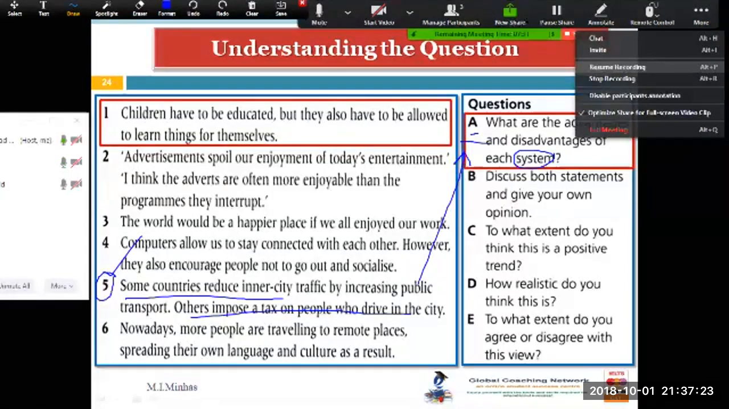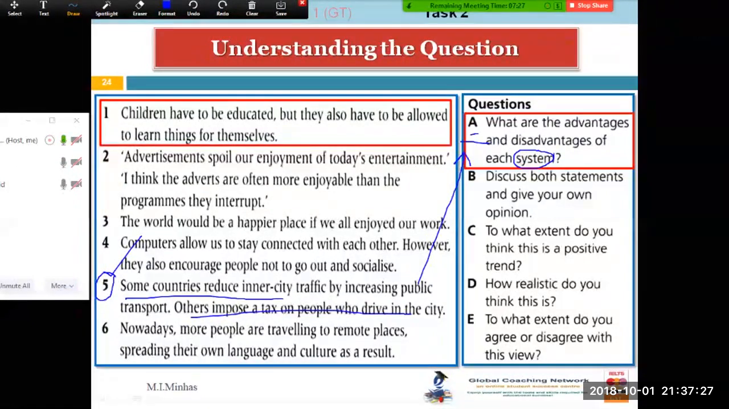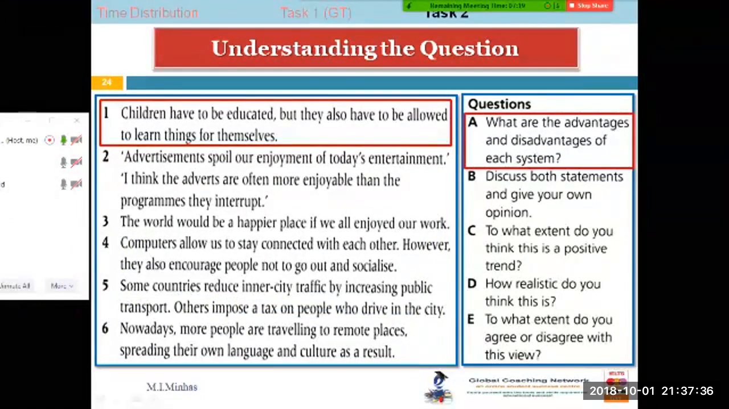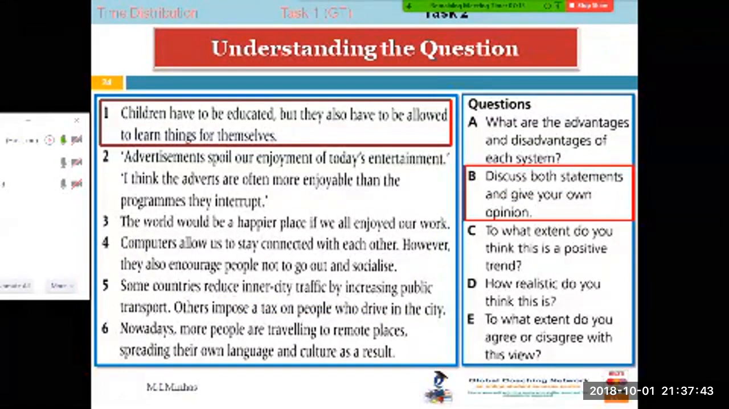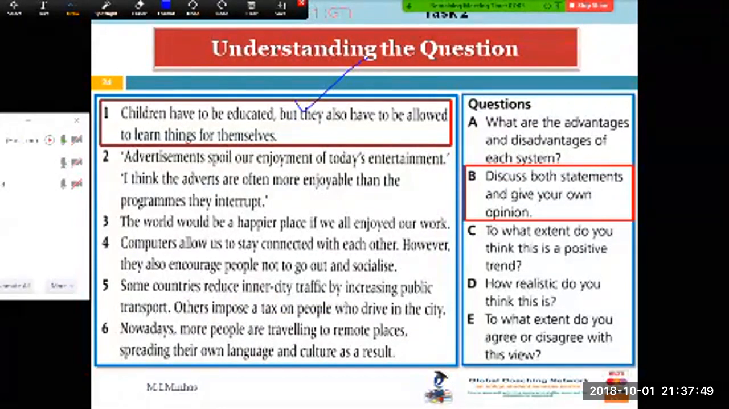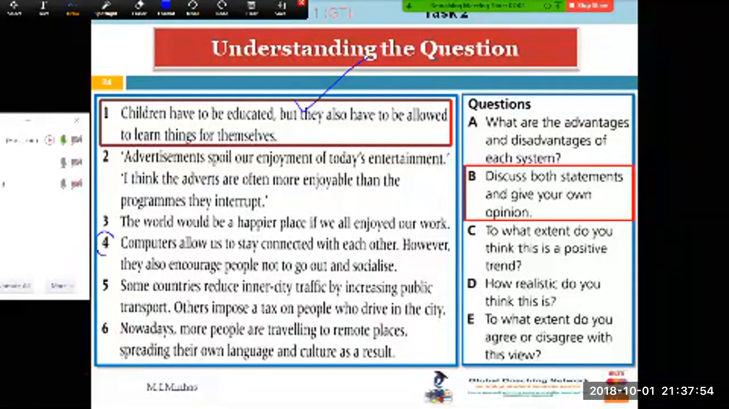So, let's resume now. I hope that is clear. There's a difference between system and method, right? So now let's see if we can expect a question like B, with a statement like 1. Discuss both statements and give your own opinion. So obviously we have just concluded that this is not one statement. For this we need to have two statements like in question number 4.